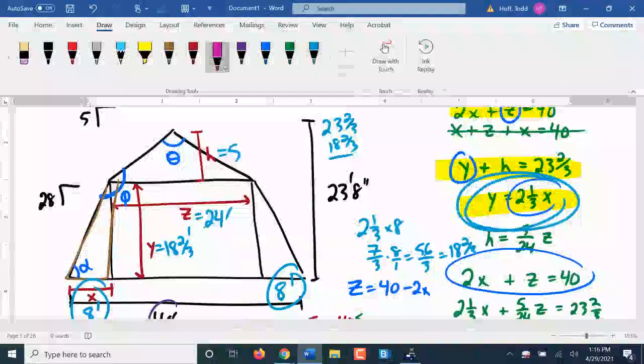If Z is 24, that means half of that span would be 12. A 5/12 slope would give us a height of 5. So there we have all of our dimensions.